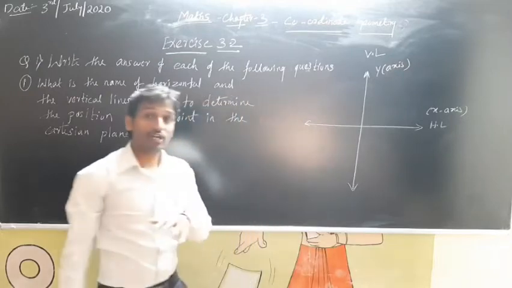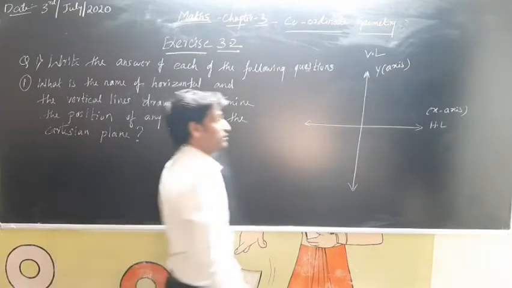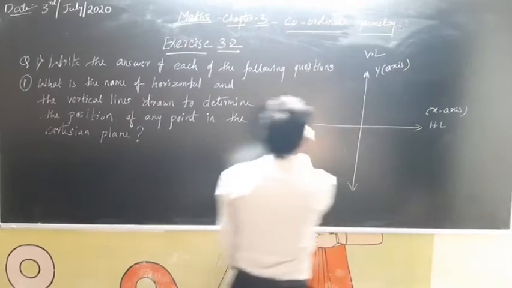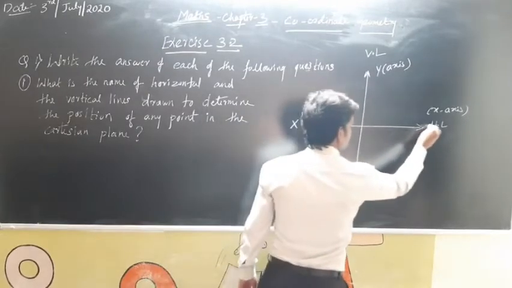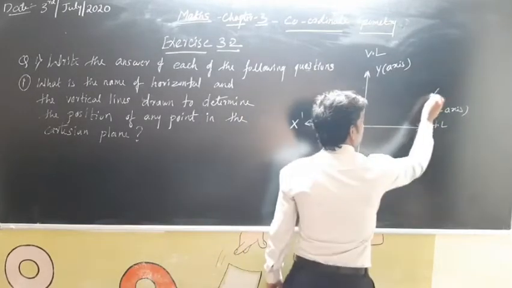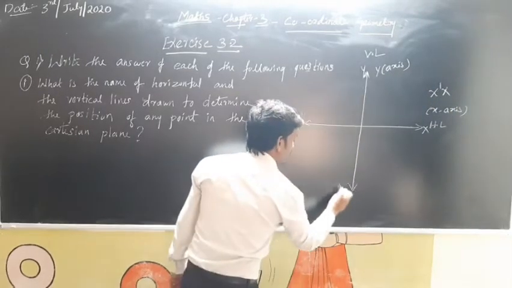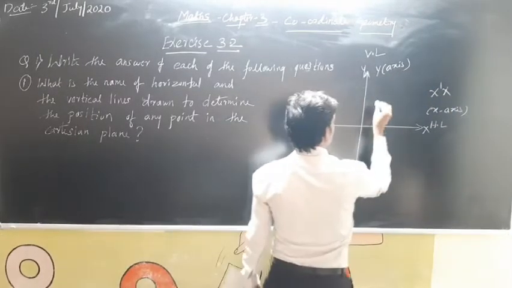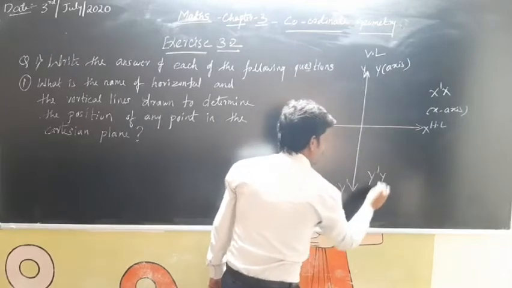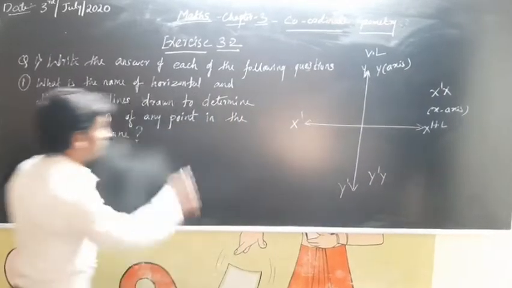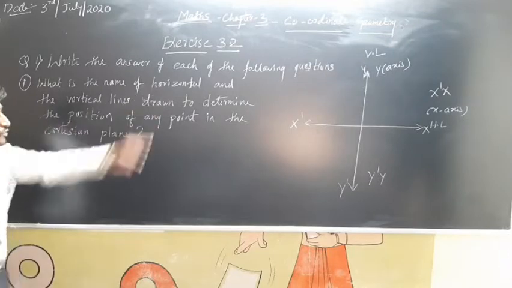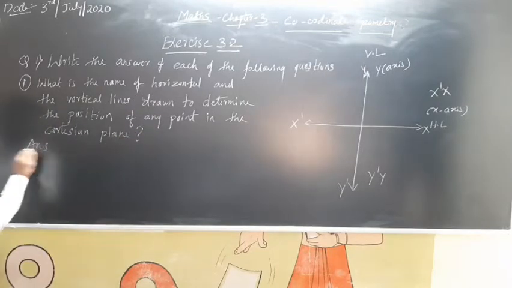Apart from that, they also have another name. What are those names given here? Here it is x dash, here it is x, so it is known as x dash x, and here it is positive y, here it is y dash, so it is known as y dash y.